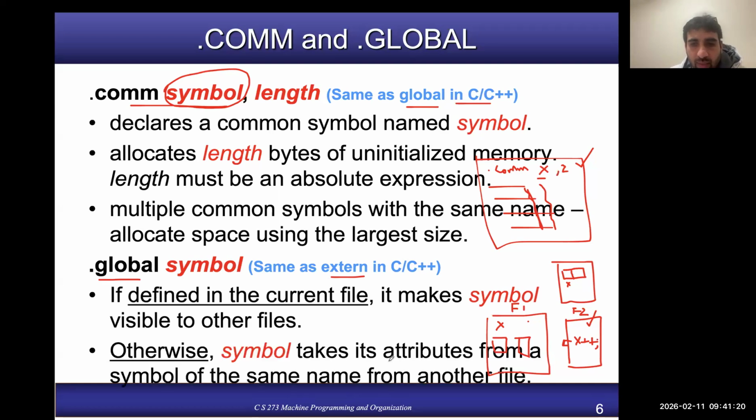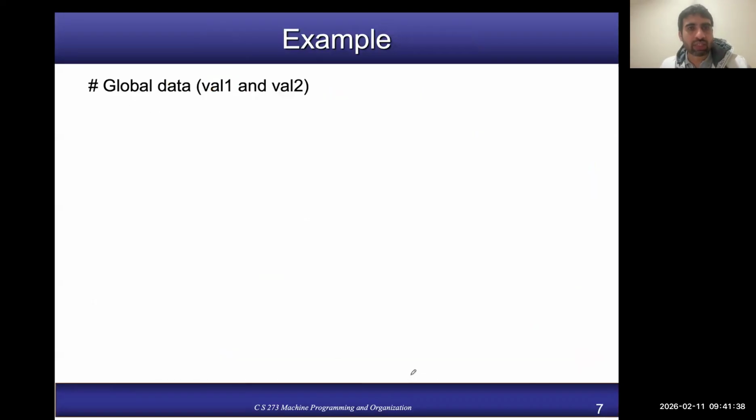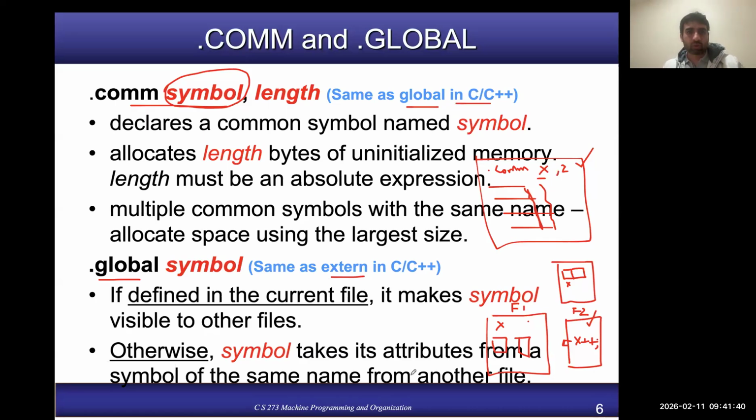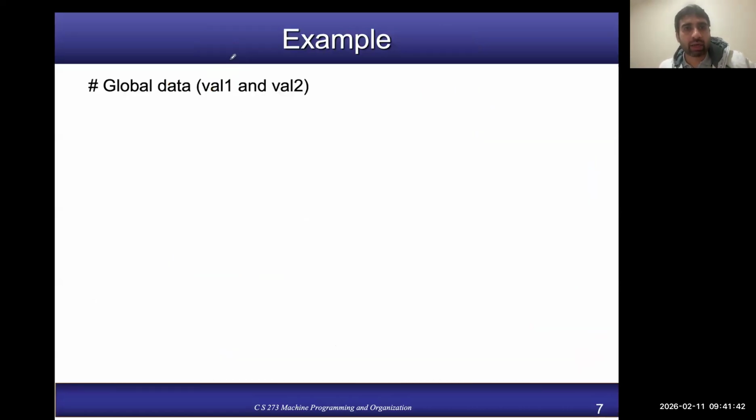Okay. Otherwise, if it is not defined in the current file, the symbol takes its attributes from a symbol of the same name from another file. Is it clear or not? I think we have examples, so it will become clear to you. Let me walk you through the example, and then if you have questions, I can take those questions.